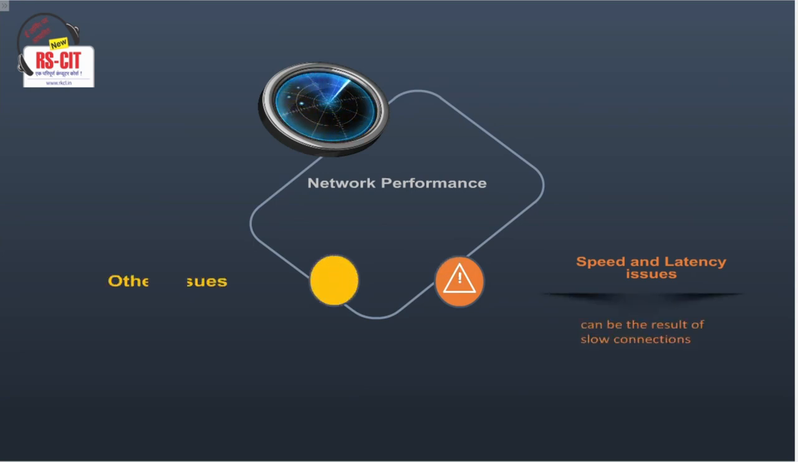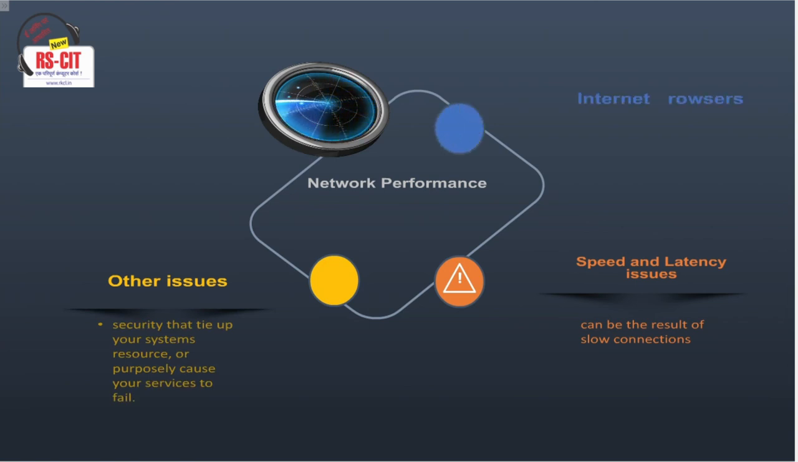Network performance. This is by far the most common issue with networking in general. If network performance is impacted, either the network is too slow, which is a very common complaint, or the application was not developed with the network in mind. It can be confusing to solve this type of issue, and it normally requires advanced analysis of the problem. Speed and latency issues can be the result of slow connections or from a network that is saturated with data.